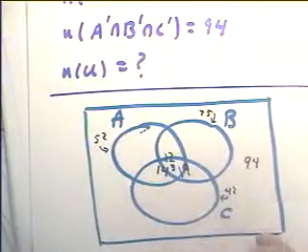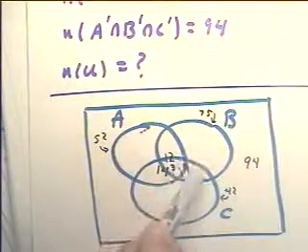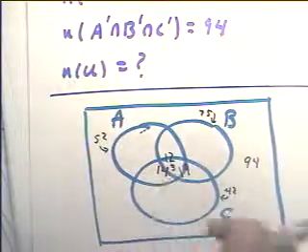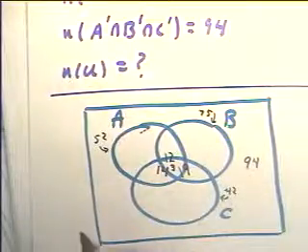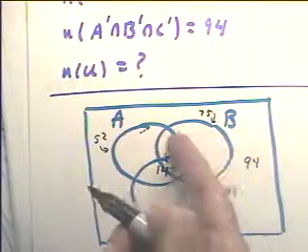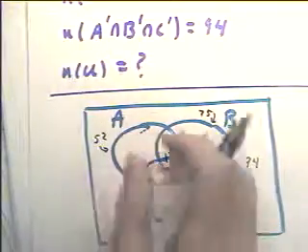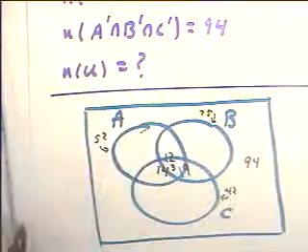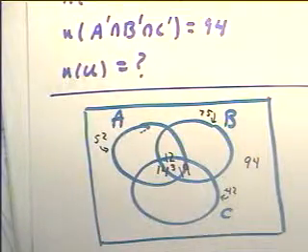Now, if we can determine the number of elements in each of the remaining 7 regions, and actually we only need to determine 6 because we know there are 3 in this central region. If we can get these 1, 2, 3, 4, 5, 6 regions here, if we get those numbers, then we can add up all the numbers in the individual regions to get the number in the universe. So let's see how that works out.